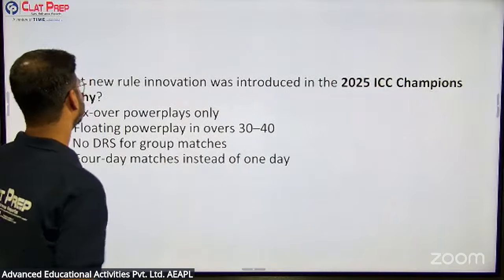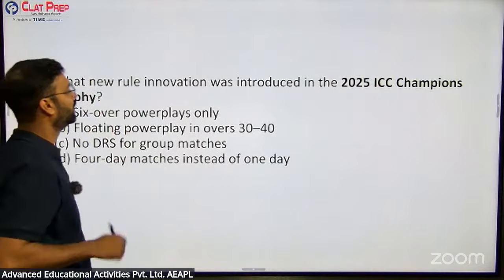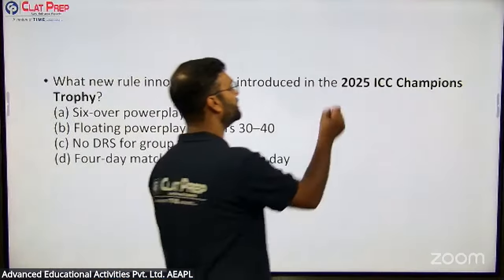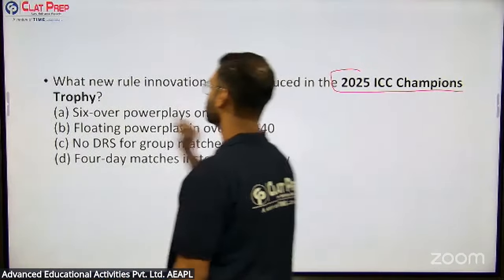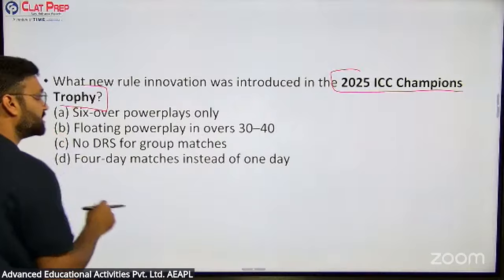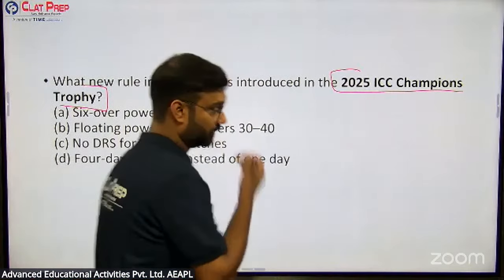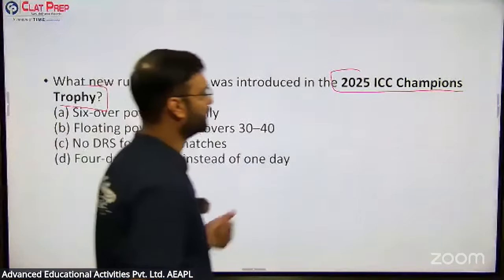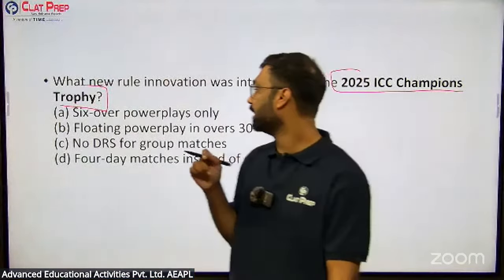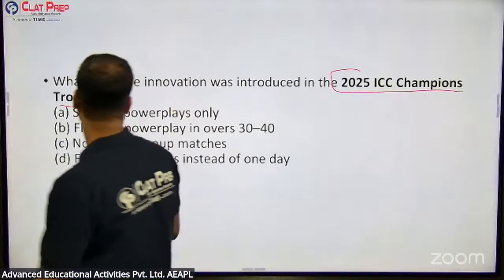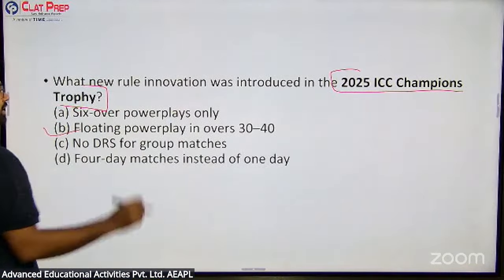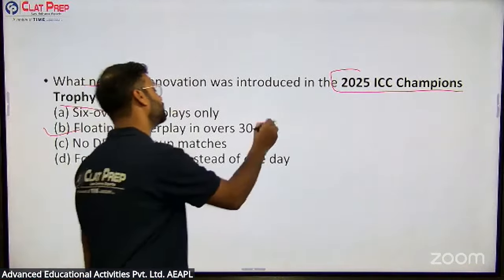Now, next question. What new rule innovation was introduced in the 2025 ICC Champions Trophy? Now, again, a question from a major event in cricket, right? There was a new rule that was introduced in the ICC 2025 Champions Trophy, and that rule was floating power play between 30 to 40 overs. That was a new rule that was introduced, right?